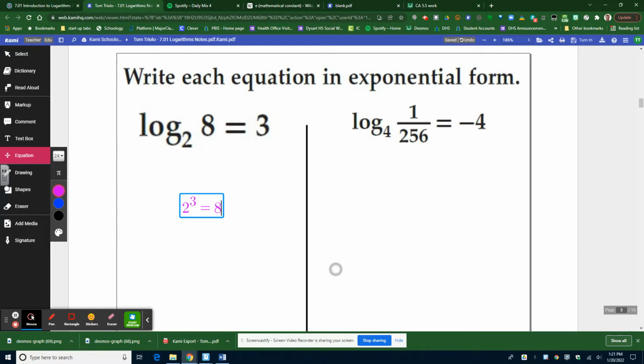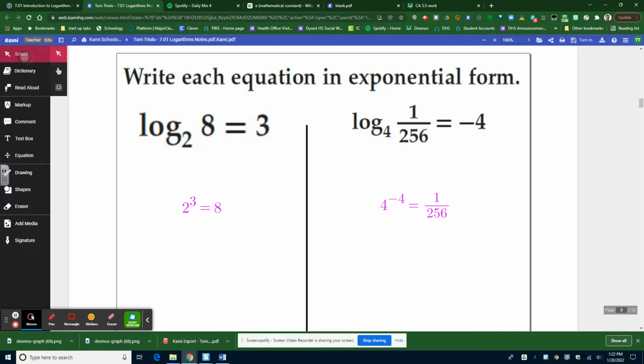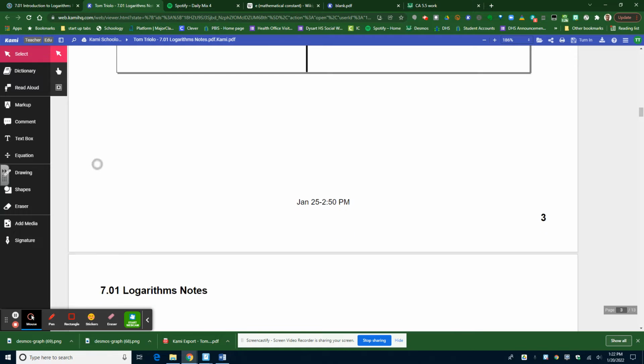So this one, 4 to the power of negative 4. Well, 4 to the fourth power: 4 times 4 is 16, 16 times 16 is 256. But if I take the negative, it's the reciprocal, so it's 1 over 256. So logarithmic equation, exponential equation, they're both representing the same numbers, just in a slightly different way. Why would we ever use these? I'll get to that a little bit later.